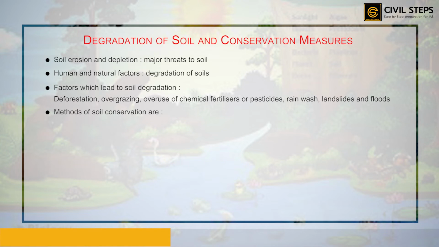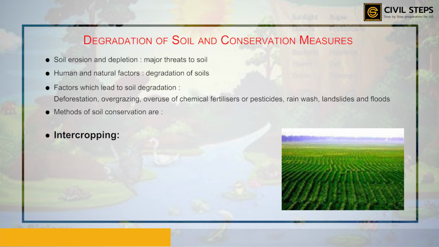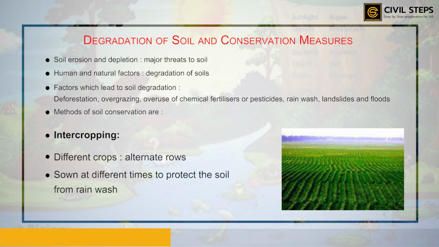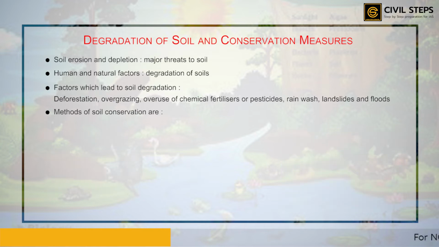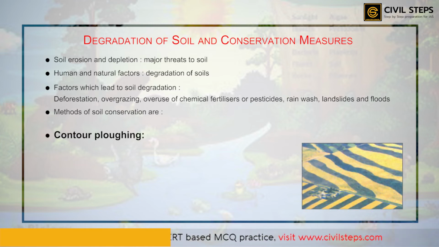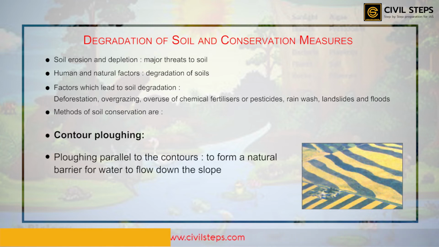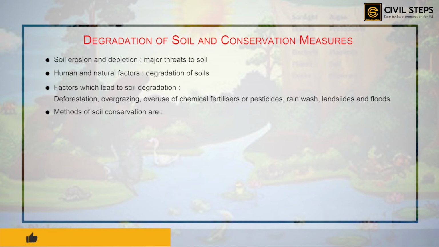The next method for conservation of soil is intercropping. In intercropping, different crops are grown in alternate rows and are sown at different times to protect the soil from rainwash. Another method for conservation of soil is contour plowing. This means plowing parallel to the contours of a hill slope to form a natural barrier for water to flow down the slope. And lastly, one more method that can be used for the conservation of soil is shelter belts.